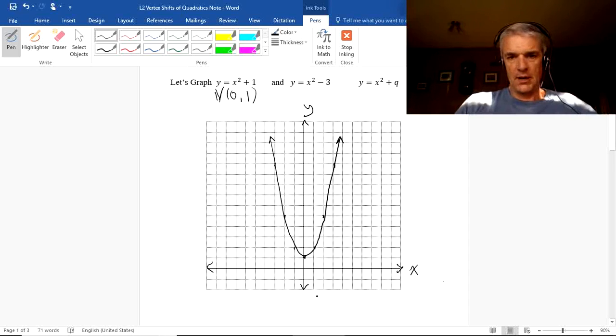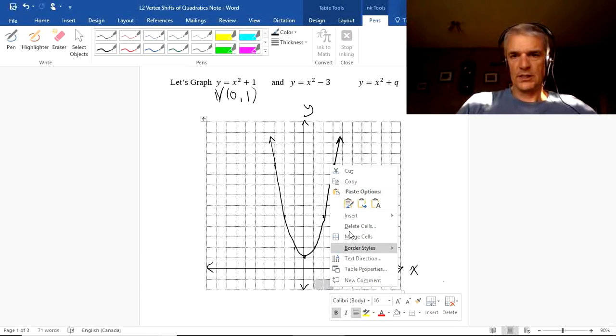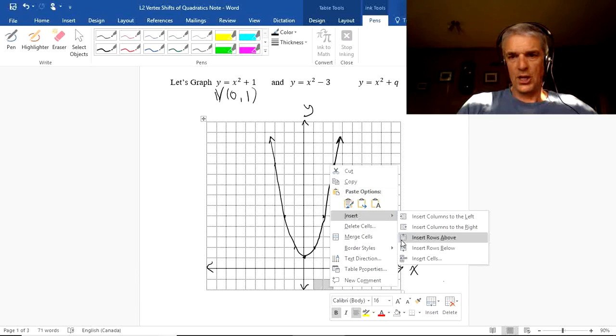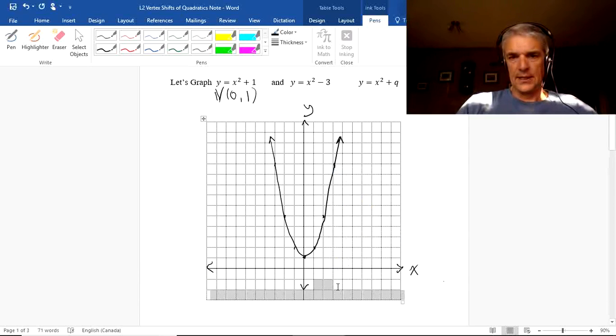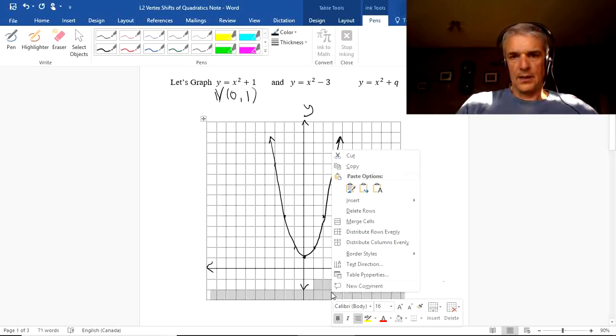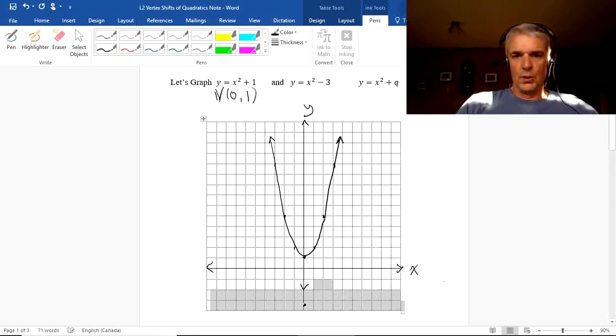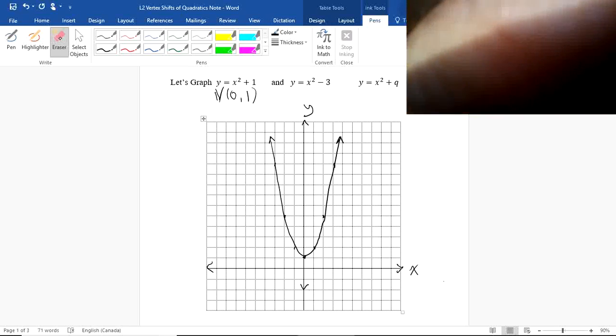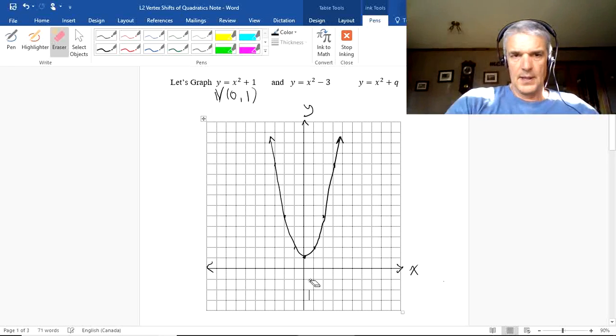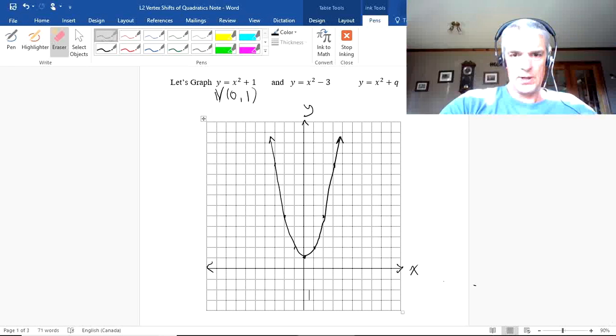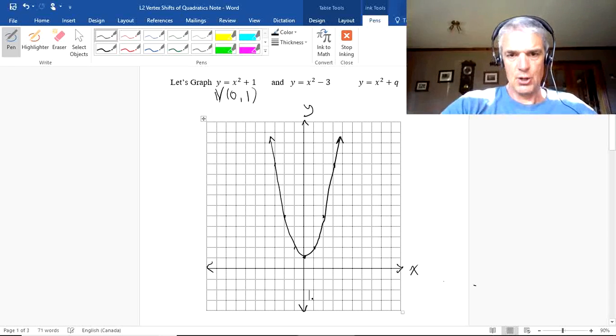Now I noticed something here. I need another row below to do the next one. So I'm just going to insert a row below. I'll make sure that yours has this. In fact, I'll insert 2 rows on my grid. So I did that. I'm going to erase my arrow there at the bottom and put my new arrow down here. I'll make sure the graph you have for your note, if you're following along, has this.